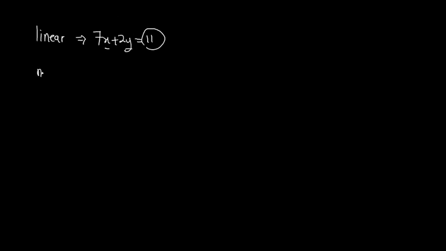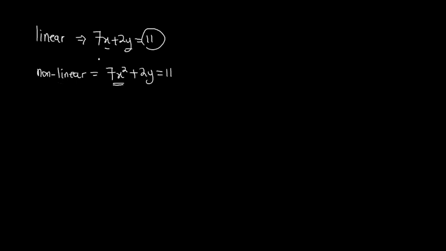Now for a non-linear equation, we are having, let's say, something like 7x squared plus 2y is equal to 11. The moment we have one of the variables raised to a power, then it becomes a non-linear simultaneous equation.